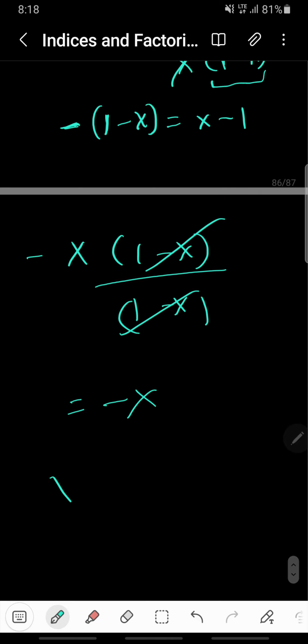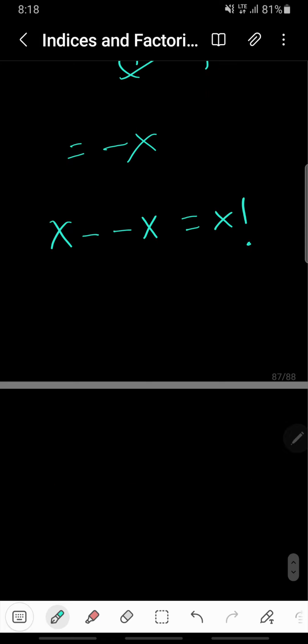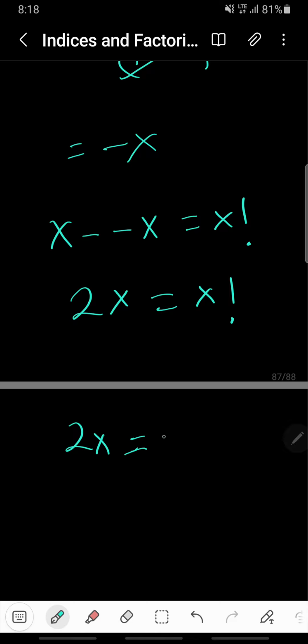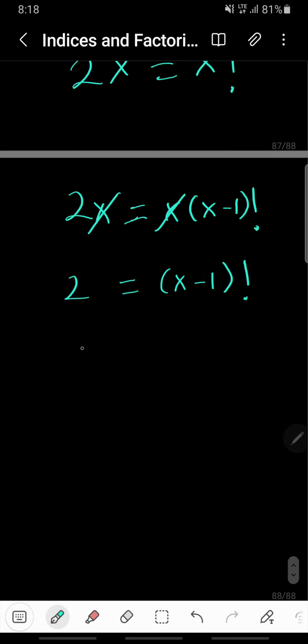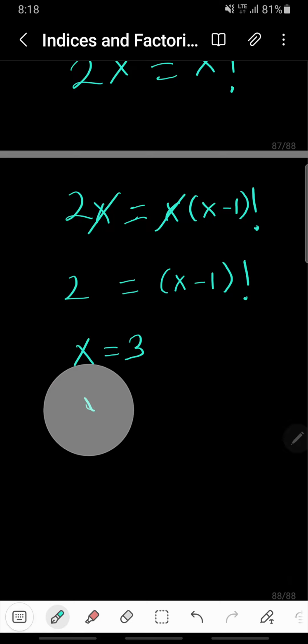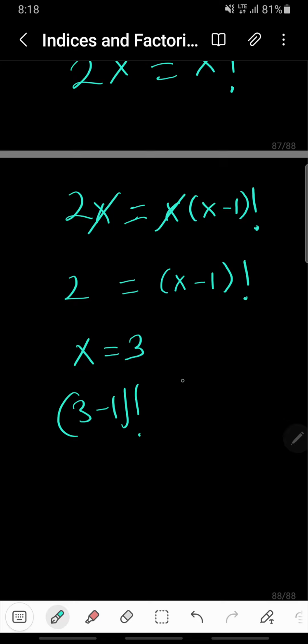So we have x minus minus x equals x factorial, and that is 2x equals x factorial. And if you see, x factorial is the same thing as x into bracket x minus 1 factorial, and this cancels this. 2 equals x minus 1 factorial. So if I say my x is 3, that is 3 minus 1 factorial. Will it give me 2? And that is 2 factorial, and 2 factorial is the same thing as 2, so my x is obviously 3.